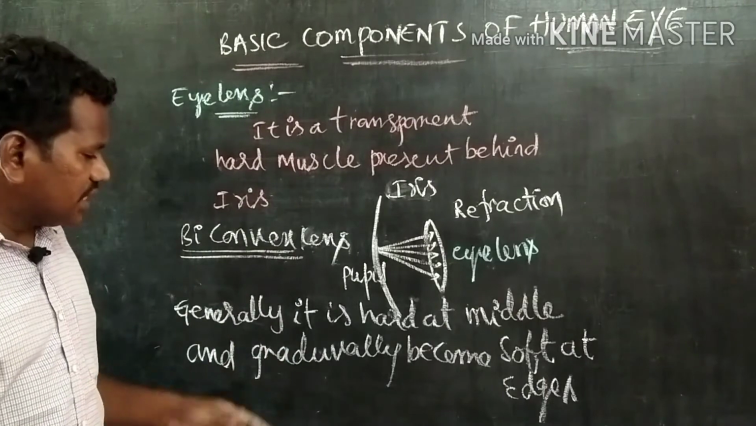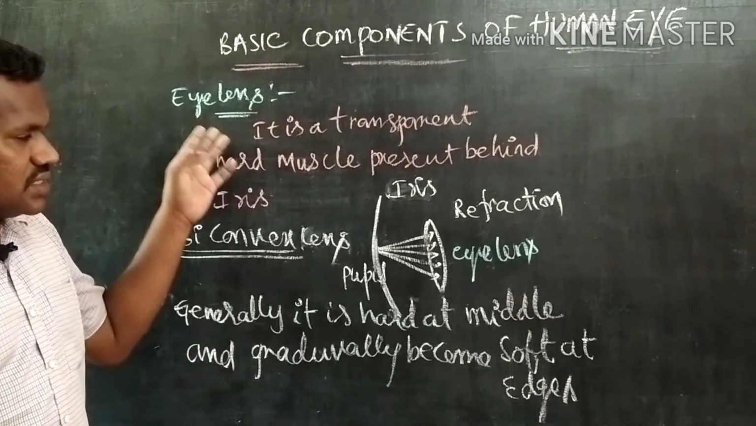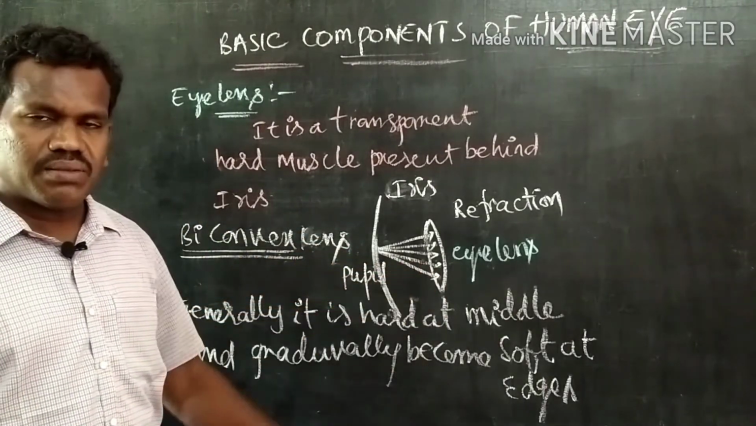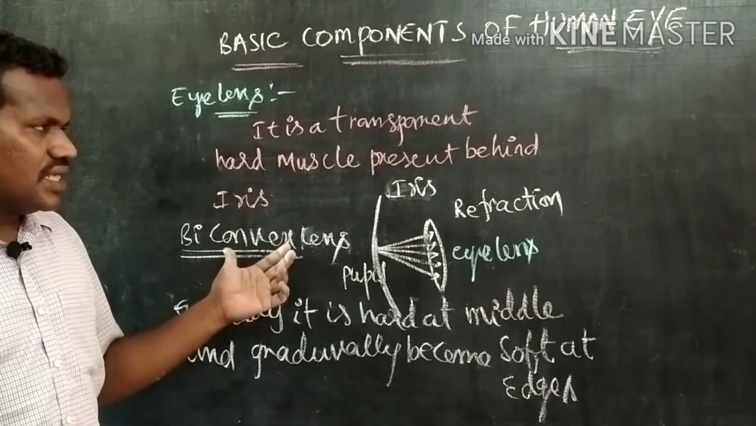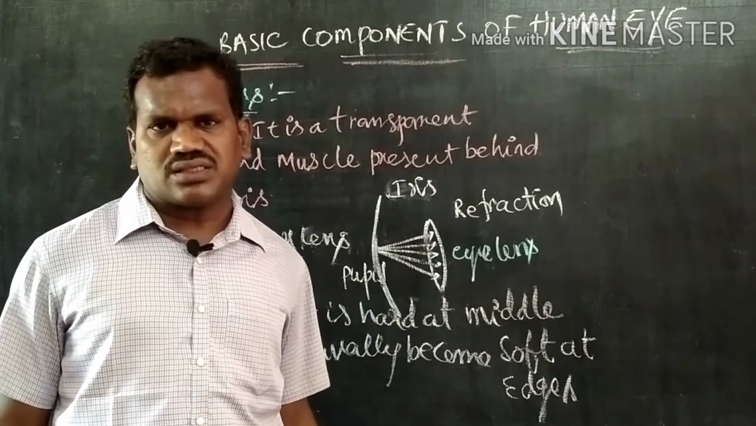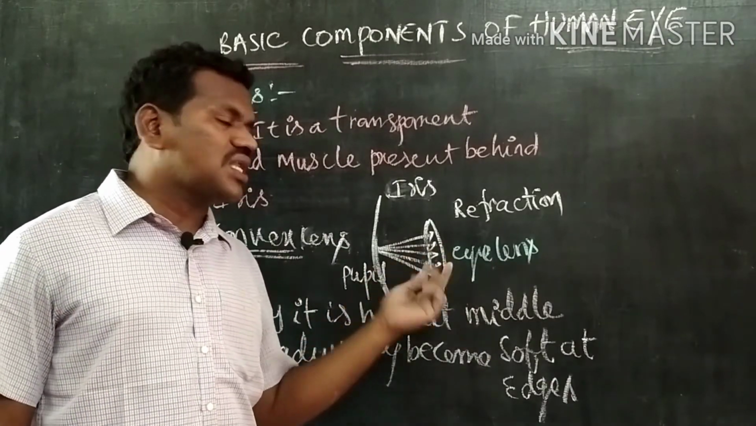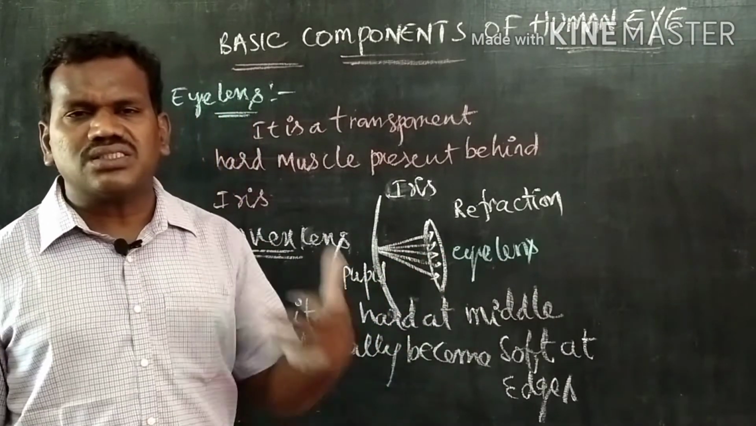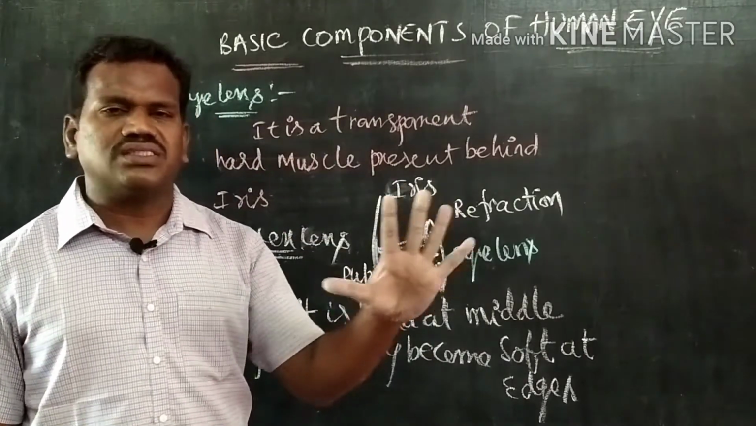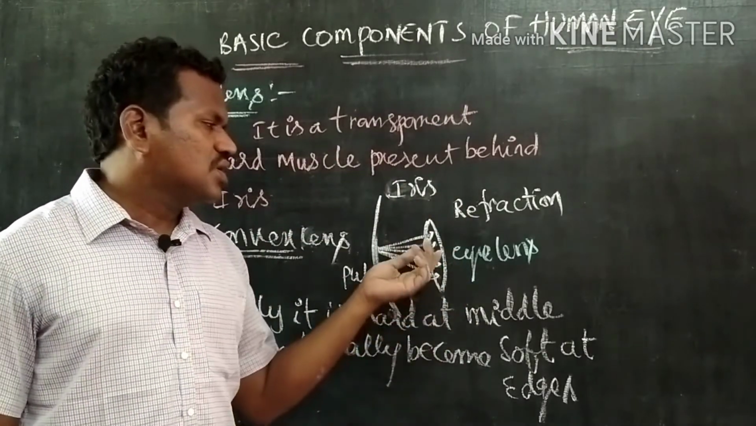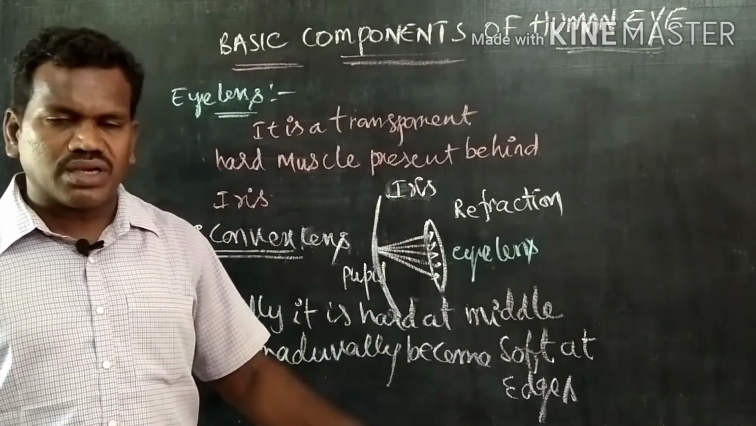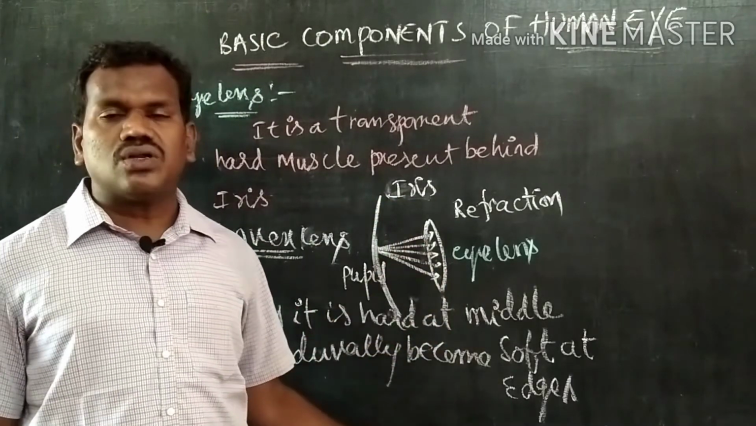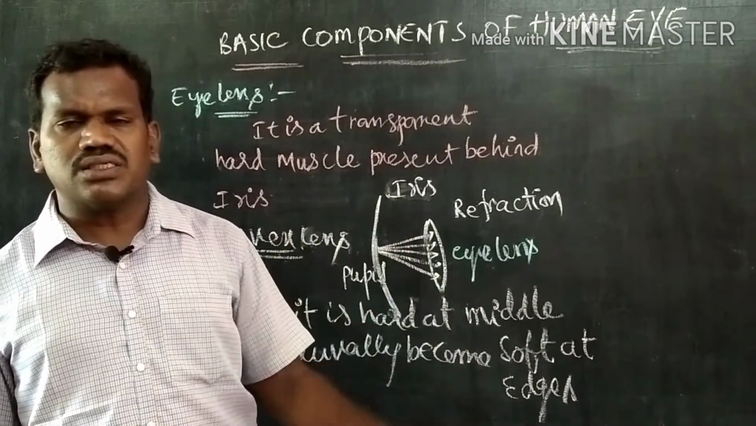Now, once again see here, the eye lens is a muscular membrane and is in the shape of a convex lens. A lens must have some focal length. Then what about the focal length of the eye lens? Is it constant or variable? Yes, we can say the focal length of the eye lens must be variable. Why? Because it is under the control of the ciliary muscles.